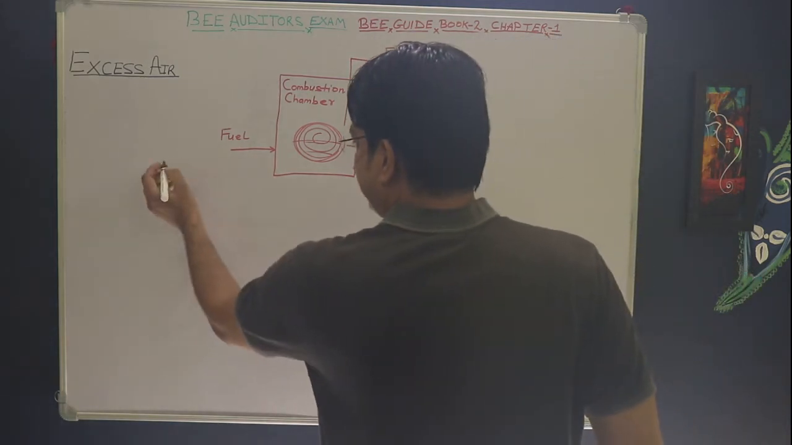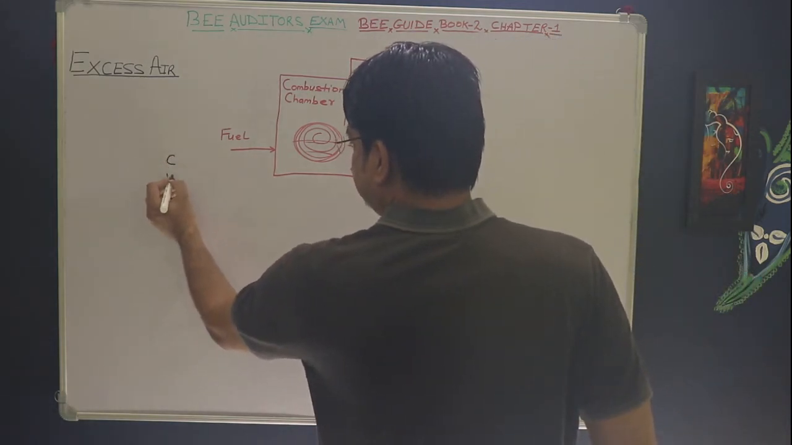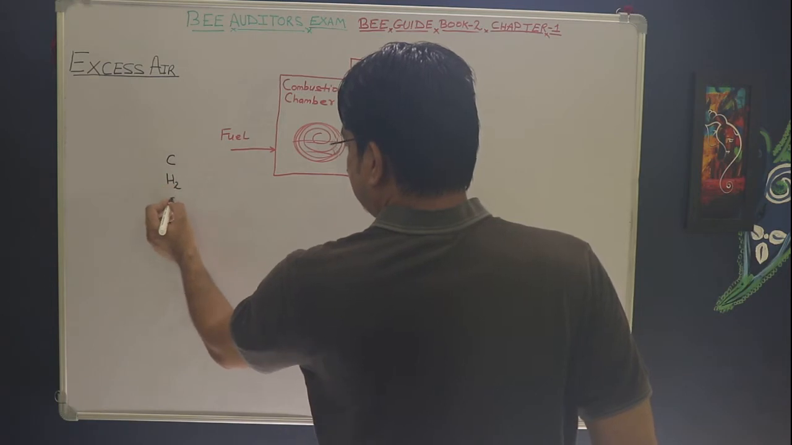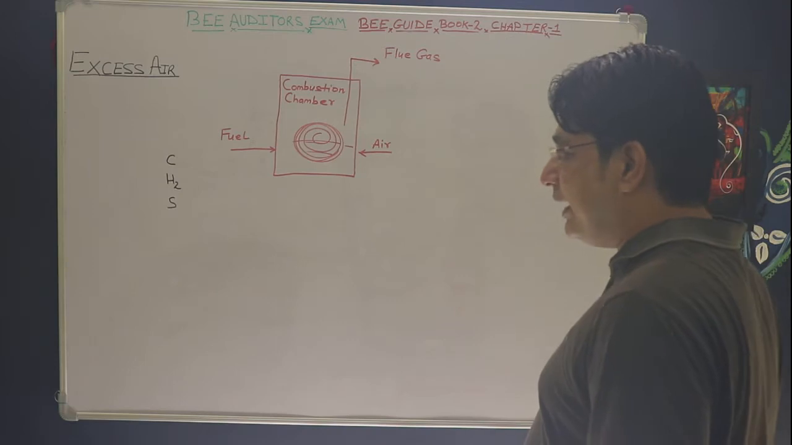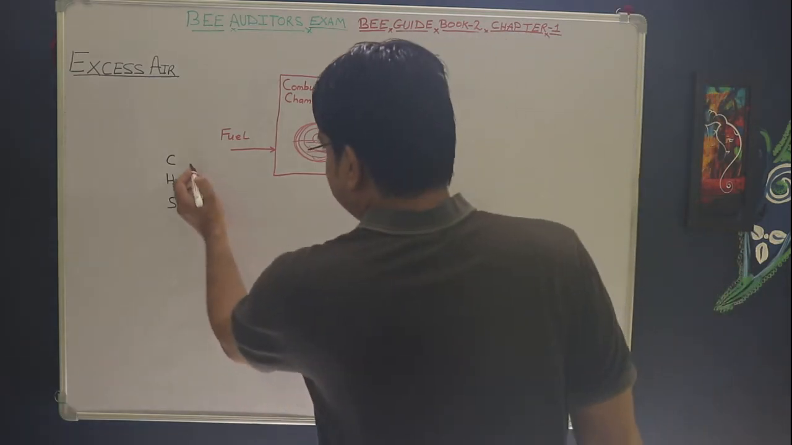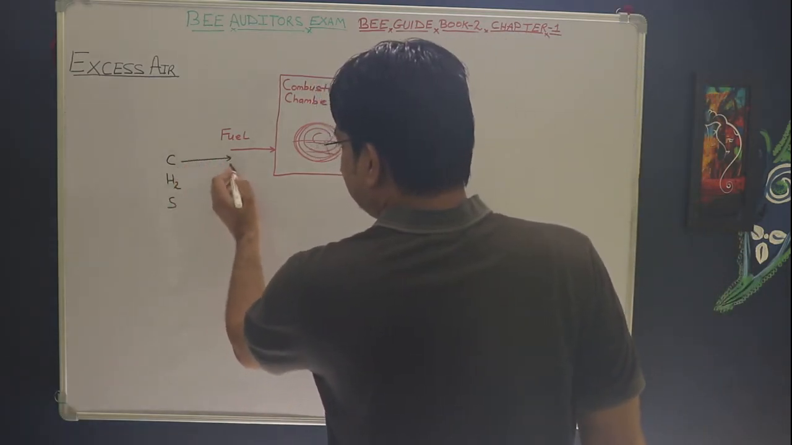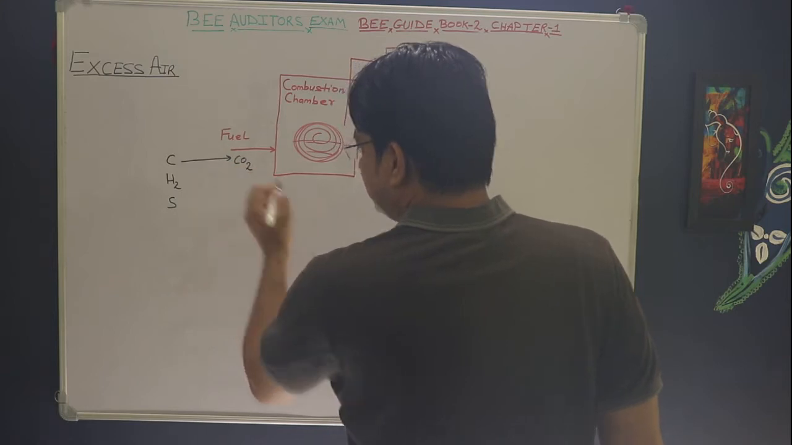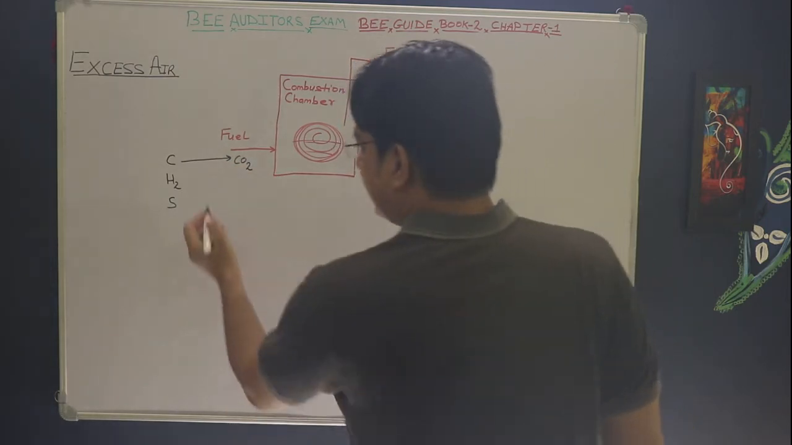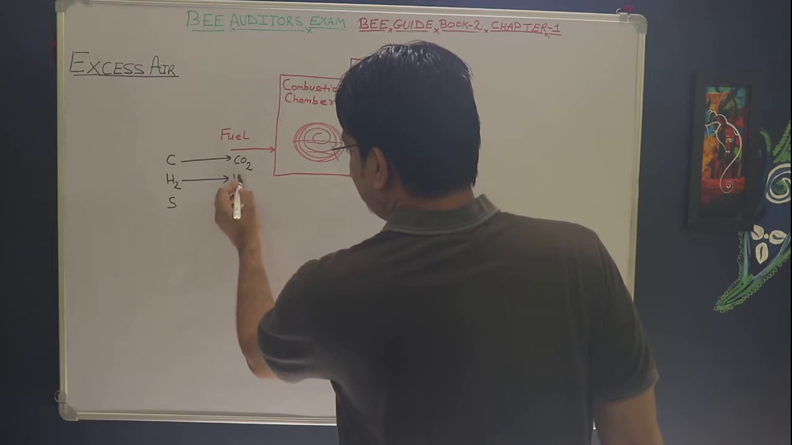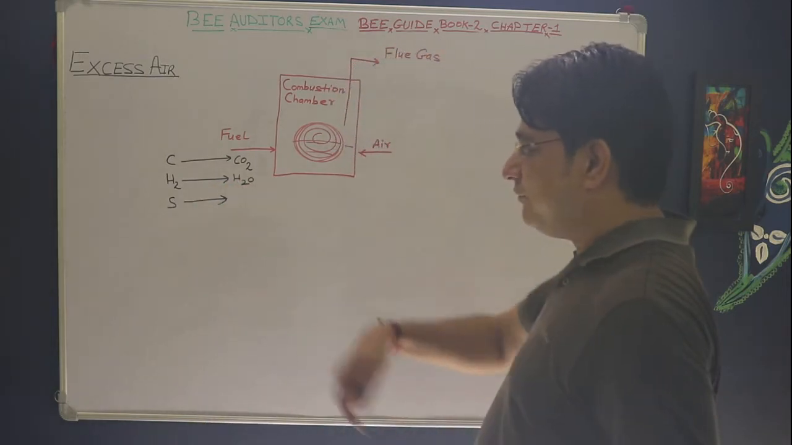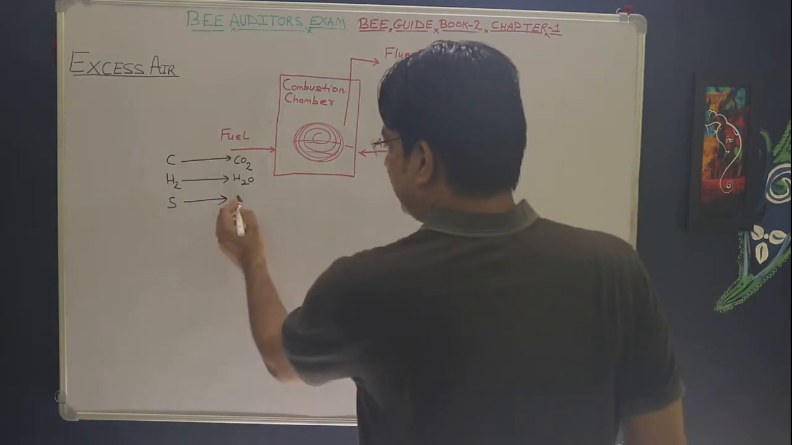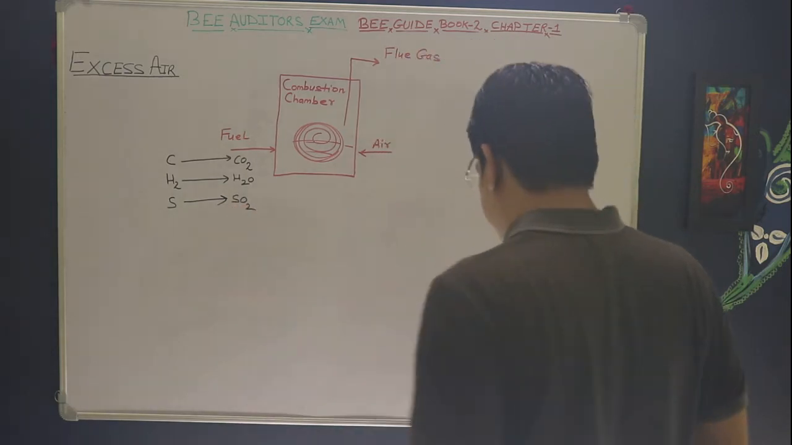Suppose my fuel has carbon, hydrogen and sulfur as its constituents, and as I have already told you, the combustion of carbon results in the formation of CO2, the combustion of hydrogen results in the formation of water, and the combustion of sulfur results in the formation of SO2, that is sulfur dioxide.